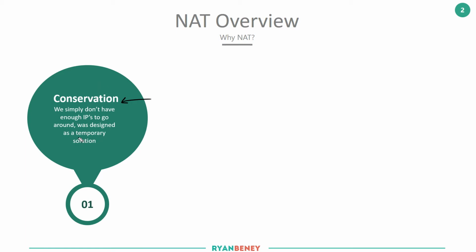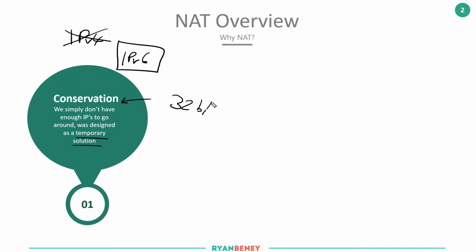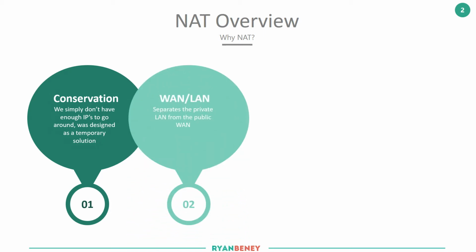It was designed as a temporary solution for IPv4. The permanent solution is to get rid of IPv4 and move to IPv6. So unlike IPv4, which has 32 bits available, with IPv6, we actually have 128 bits available. So NAT is used to separate the private LAN and public WAN.